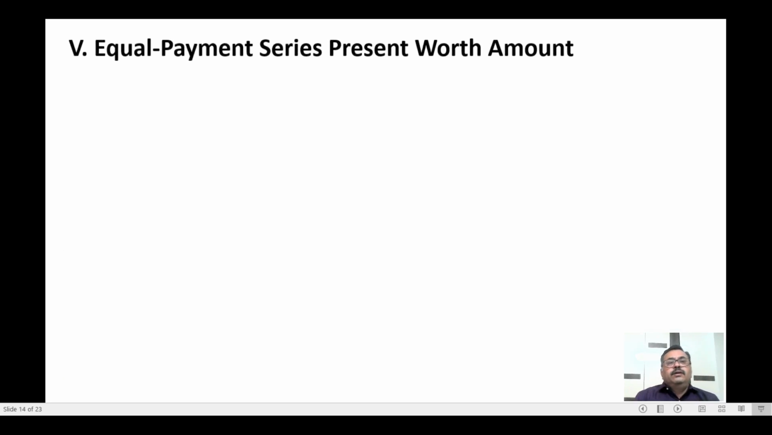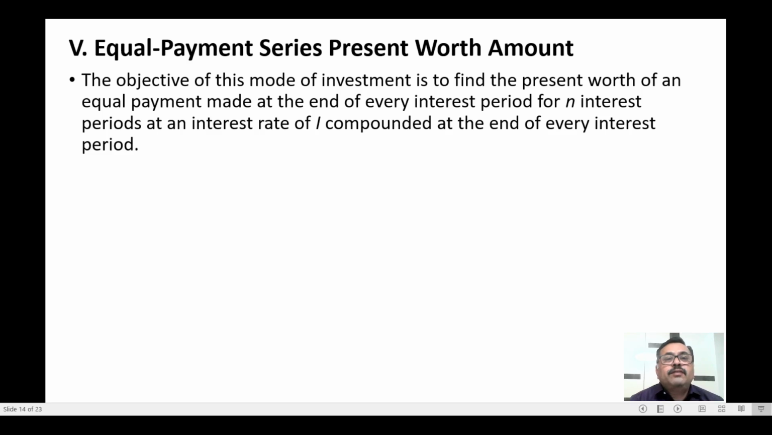Right? We will go for the fifth one, that is equal payment series present worth factor. Till now we have discussed the annual factor. Now we will discuss the present worth factor. The objective of this mode of investment is to find the present worth of an equal payment made at the end of every interest period for N number of interest periods at an interest rate of i. Sorry, they have written it as capital I. There is a typographical error. Compounded at the end of every interest period.